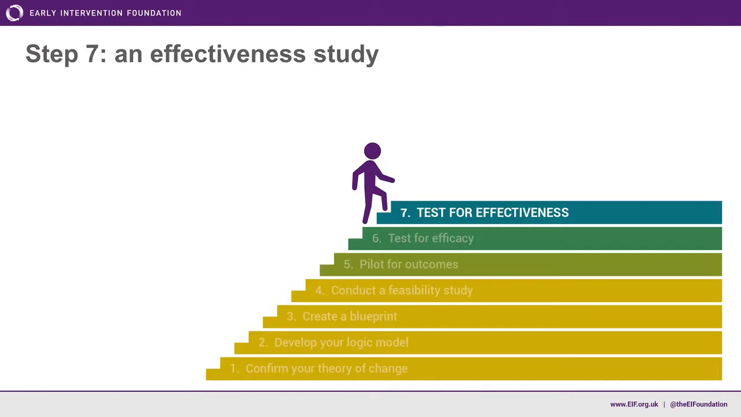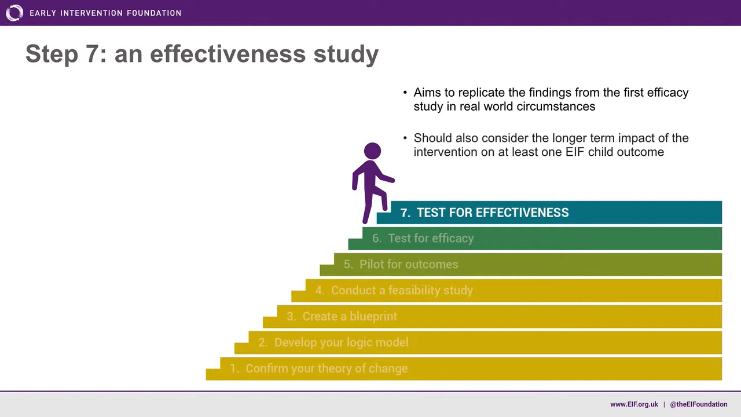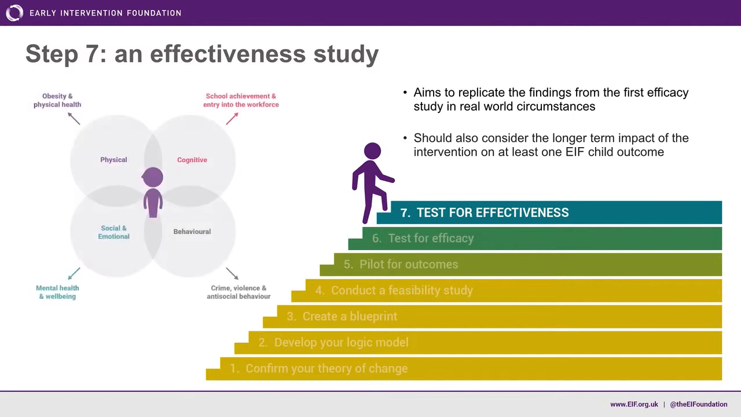A Step 7 evaluation, also referred to as an effectiveness trial, is a second highly rigorous study that aims to replicate the findings observed in the efficacy trial under real-world circumstances. These circumstances include processes that are less than perfect for delivering the intervention and recruiting its intended participants. The study should also consider the intervention's impact on child outcomes for a year or more after the intervention has concluded. These outcomes should be consistent with the public health benefits described at the beginning of this presentation.